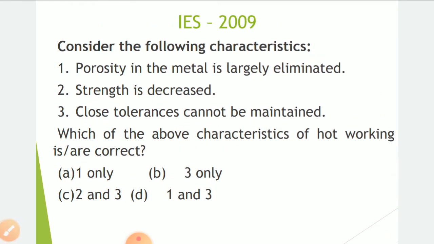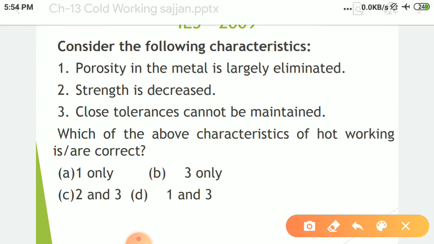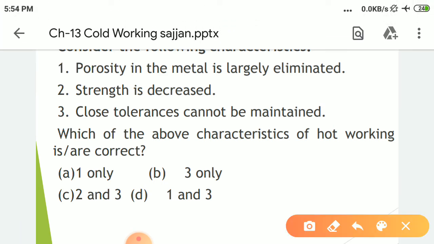Now come to the next question. Consider the following characteristics. Let me read the statement. Which of the above characteristics of hot working are correct? So regarding hot working, he is asking to find the correct statements. Porosity in the metal is largely eliminated. That's correct. Strength is decreased. That is not correct. Strength is increased, or we can say strength increased slightly. That's the better option we can write over here, but it does not decrease. Now close tolerance cannot be maintained. Yes, that's true, because in cold working we can maintain close tolerance, but in hot working it's not possible. So the answer is 1 and 3. So D is the correct answer.